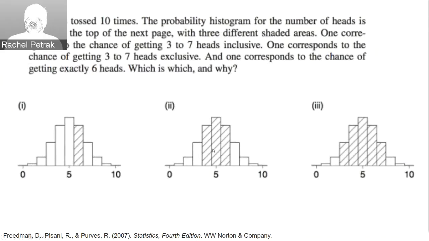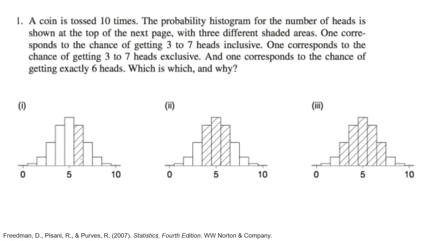And let's just get a little practice here thinking through identifying inclusive and exclusive. We have 3 shaded areas. One is the chance of getting 3 to 7 heads inclusive, one is 3 to 7 heads exclusive, and one is getting exactly 6 heads. Well, this third one is quite easy to see. Exactly 6 heads is clearly histogram 1.